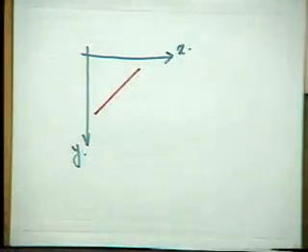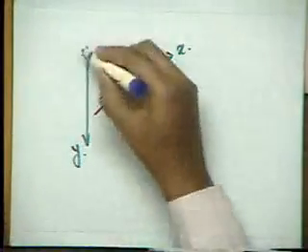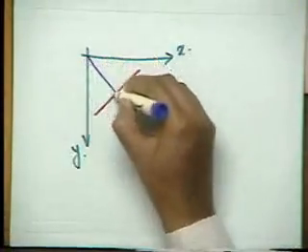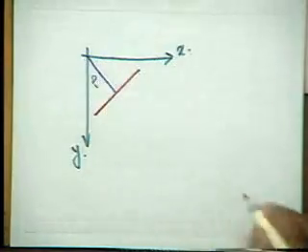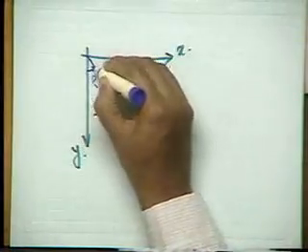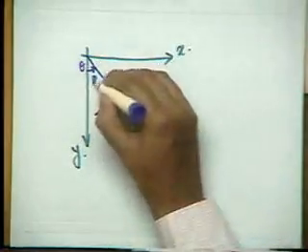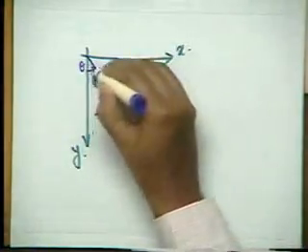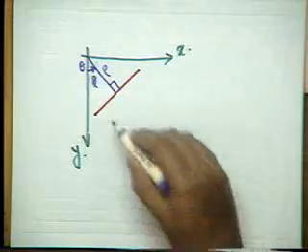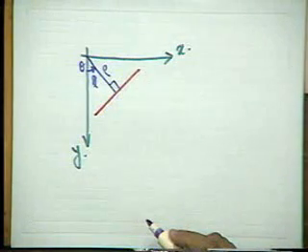Now what we can do, from the origin we can draw a perpendicular on this line, and supposing the length of this perpendicular is rho, and the angle which we trace from this axis, we are calling that angle theta. So this is our perpendicular, rho is the perpendicular length, and theta is the angle. What is going to be the equation of this straight line in terms of rho and theta?